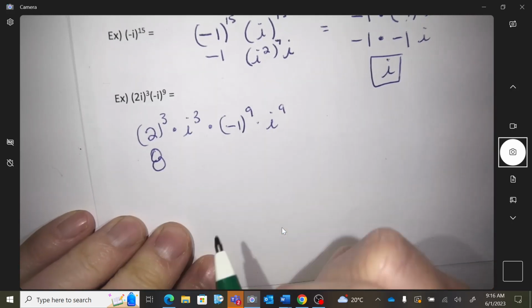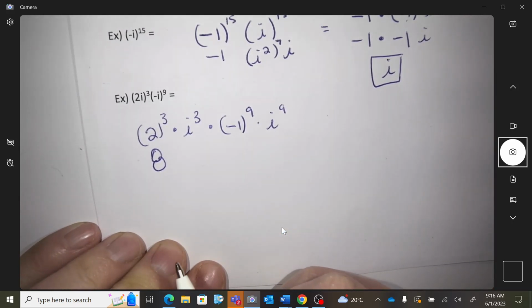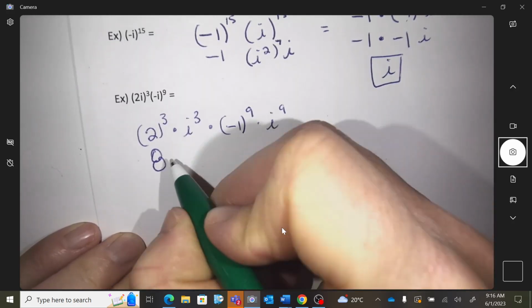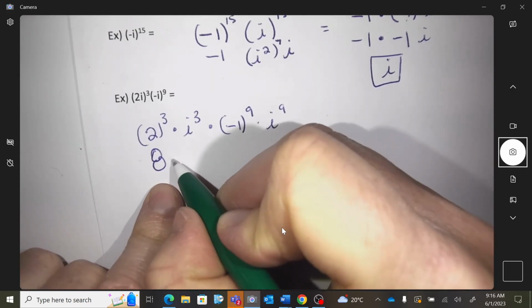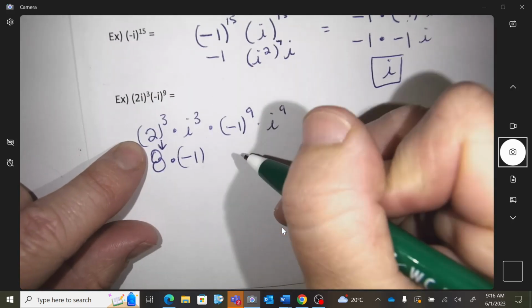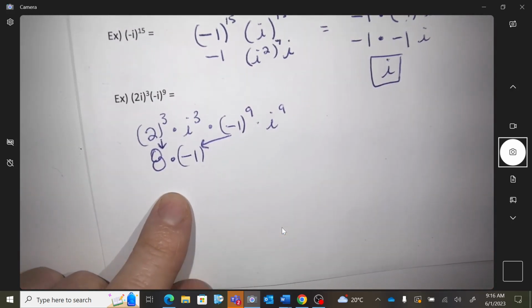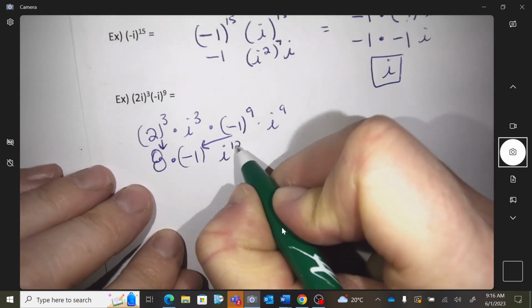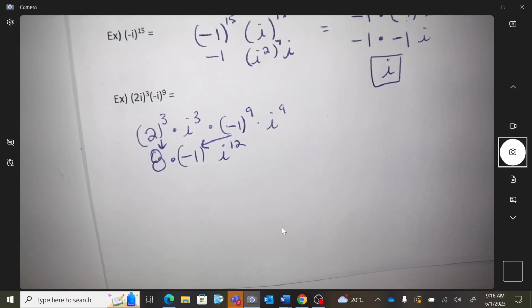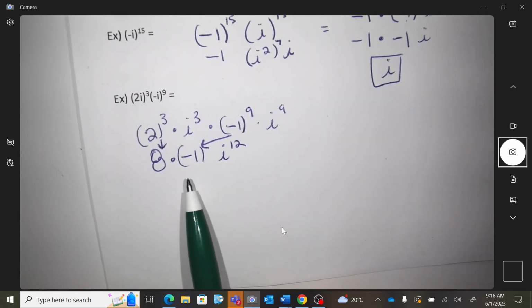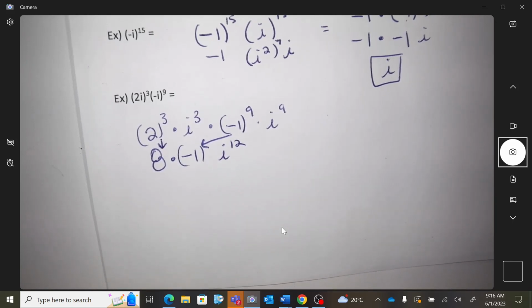So we have an 8 and a -1. So this is here, this is here. Some of you might have just written -8 i to the 12th. I can put that together right now. Does that make sense? The coefficients, I've moved them all to the front. i to the 12th.